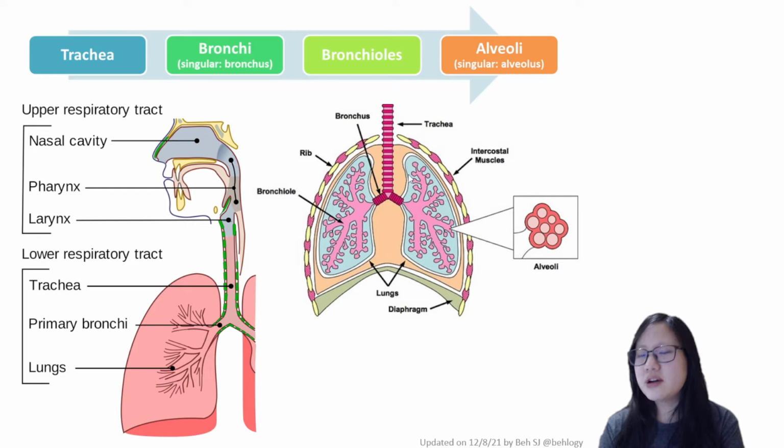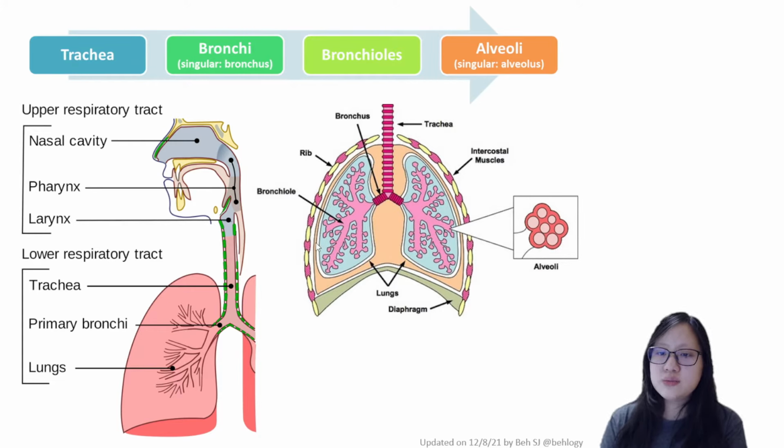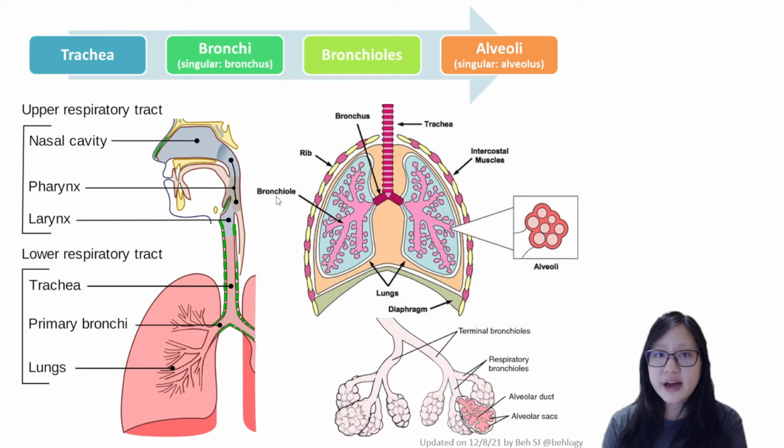This is a clearer picture of what's going on, more labeled, I suppose. The trachea, bronchus, which branches out into the bronchiole, which then branches out into the alveoli. Now, I just want to draw your attention to the bronchioles for a moment. The bronchiole actually has two types. One is the terminal bronchioles. So the bronchus or bronchi will branch out into bronchioles first, or terminal bronchioles, and then terminal bronchioles further branch out into respiratory bronchioles, which then are connected to the alveoli.